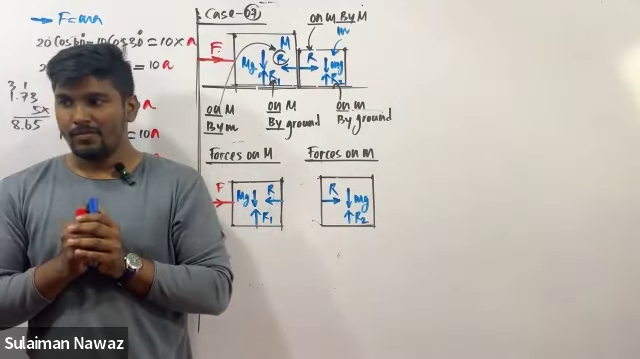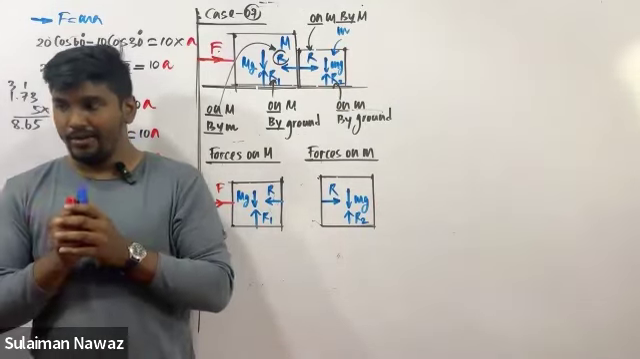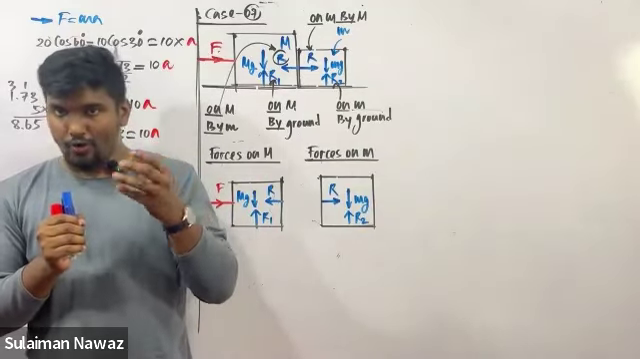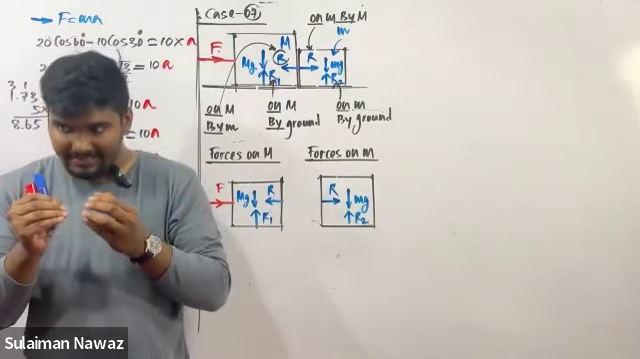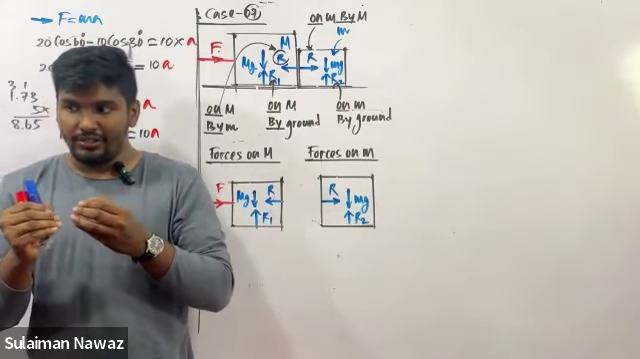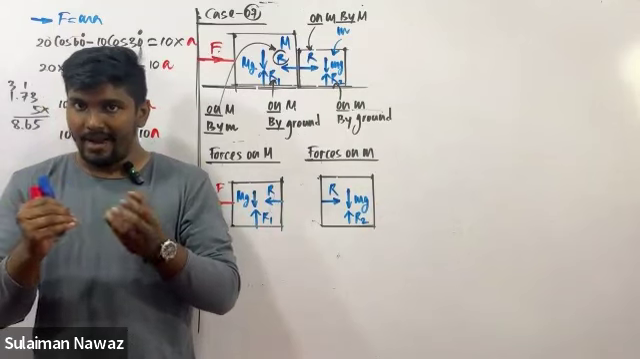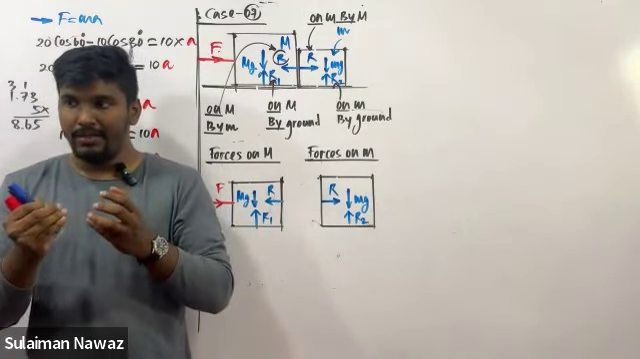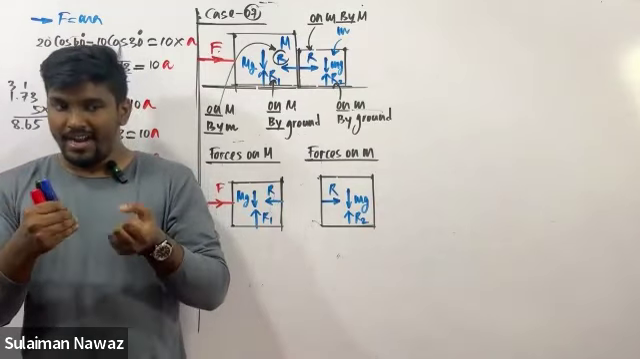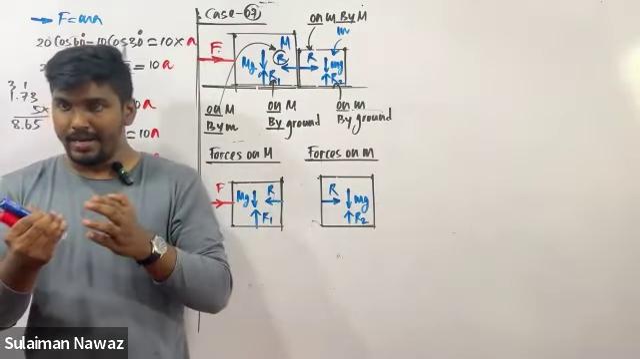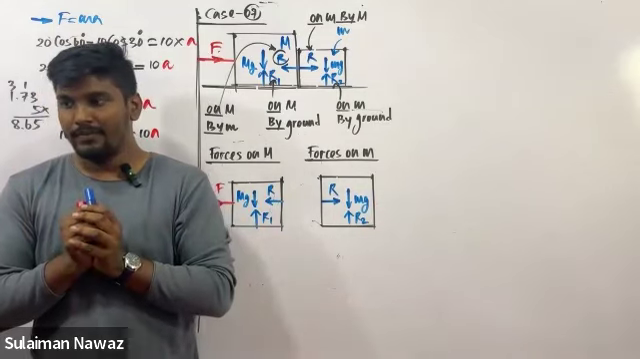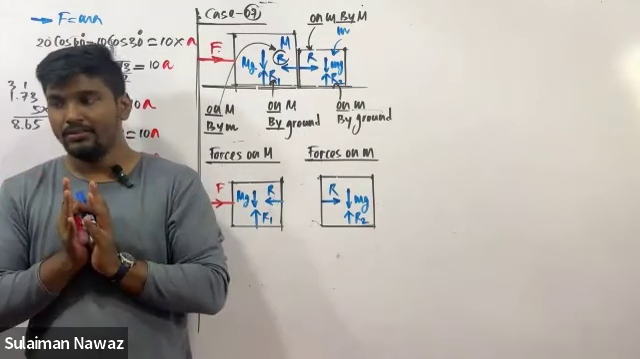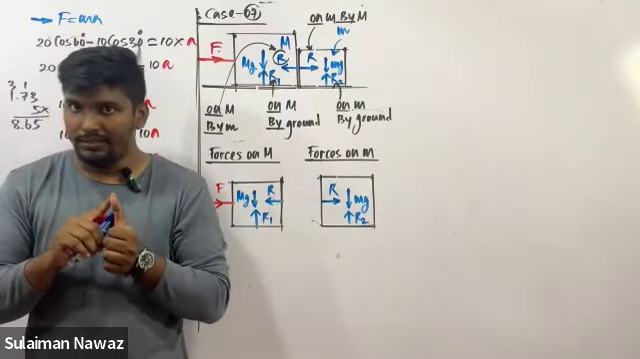Okay. Inside the bracket, write down capital R, normal reaction. Normal reaction forces on capital M and small m get cancelled out. Close the bracket. Okay. That is the first important thing.